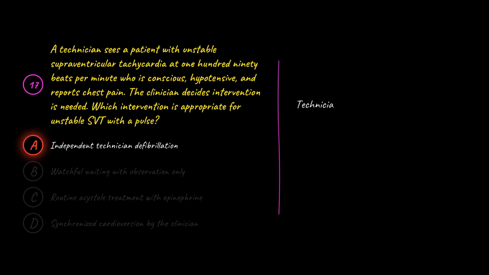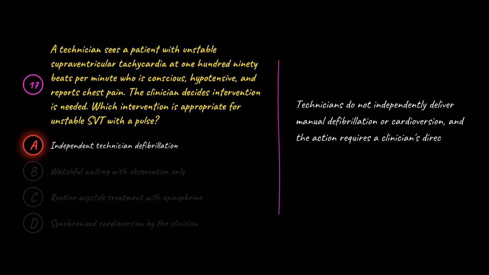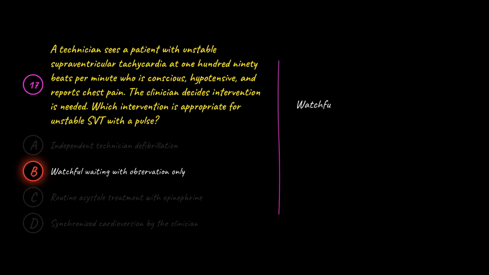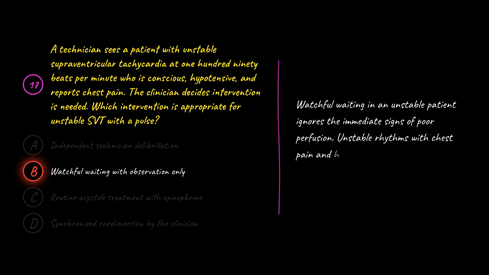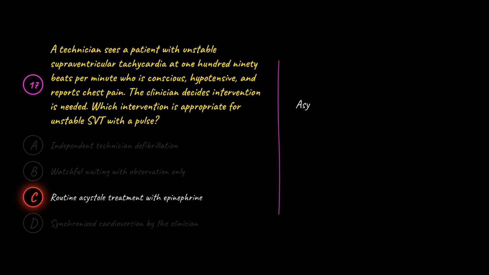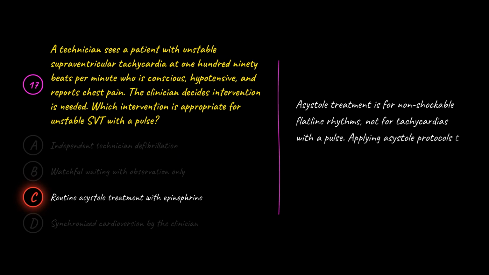A is wrong because technicians do not independently deliver manual defibrillation or cardioversion, and the action requires a clinician's direction. Independent shocks are outside scope of practice. B is wrong because watchful waiting in an unstable patient ignores the immediate signs of poor perfusion. Unstable rhythms with chest pain and hypertension require active intervention, not observation. C is wrong because asystole treatment is for non-shockable flatline rhythms, not for tachycardias with a pulse. Applying asystole protocols to SVT would be inappropriate and ineffective.